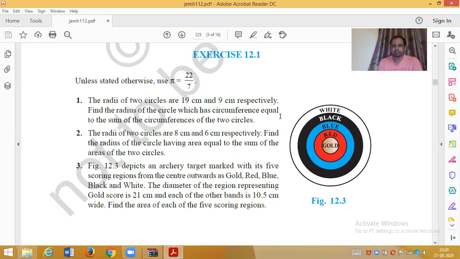In the question, it is very clear that you are given two circles whose radii are 19 centimeter and 9 centimeter, and you have to find a circle whose circumference is equal to the sum of the circumferences of the two circles whose radii are 19 centimeter and 9 centimeter respectively. So let's look at the solution of this one.